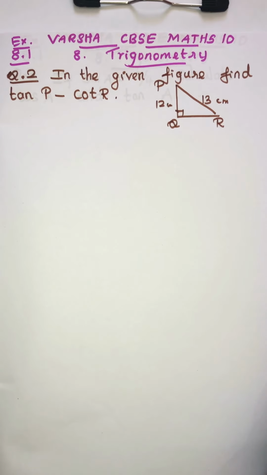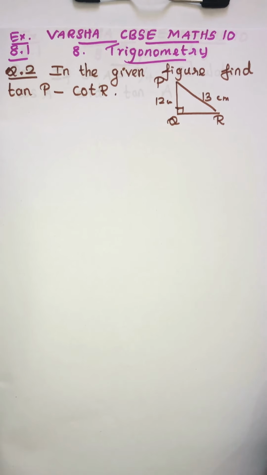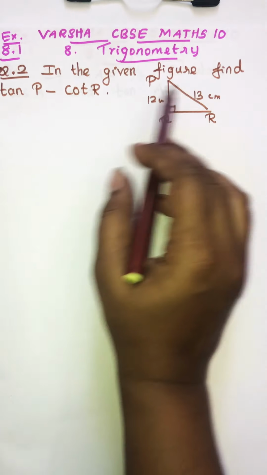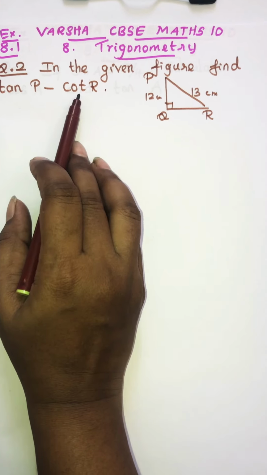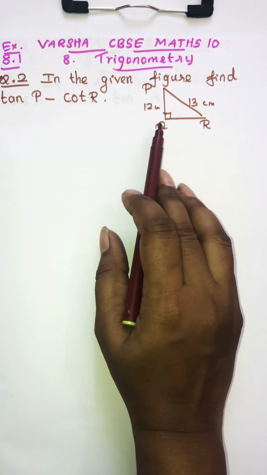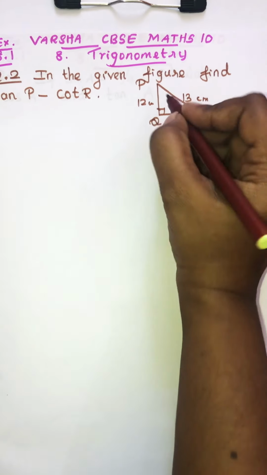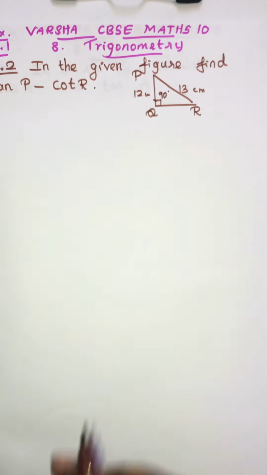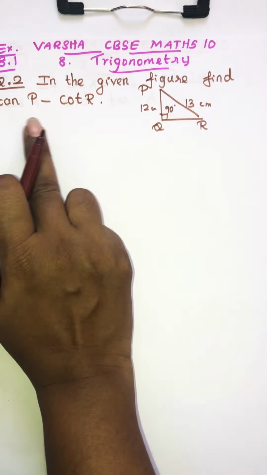So this is exercise 8.1, question number 2. In the given figure, find tan P minus cot R. The figure is given, a right angle triangle, right angle at Q, the 90 degrees here. So we have to find tan P and cot R.